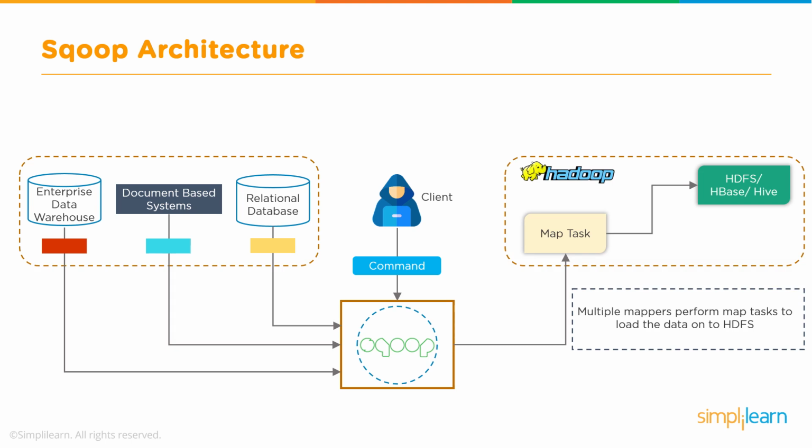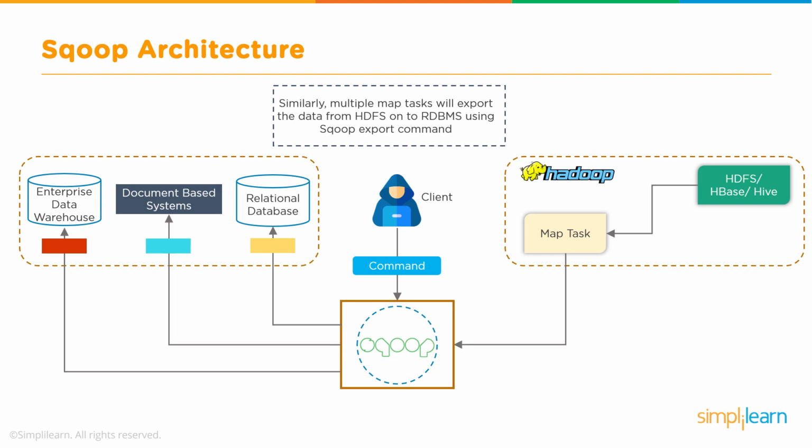Multiple mappers perform map tasks to load the data onto HDFS, the Hadoop file system. And you can see here we have the map task. If you remember from Hadoop, Hadoop is based on MapReduce. Because we're not reducing the data, we're just mapping it over, it only accesses the mappers, and it opens up multiple mappers to do parallel processing. And you can see here the HDFS, HBase, Hive is the target for this particular one. Similarly, multiple map tasks will export the data from HDFS onto RDBMS using the Sqoop export command. So just like you can import it, you can now export it using the multiple map routines. Sqoop import.